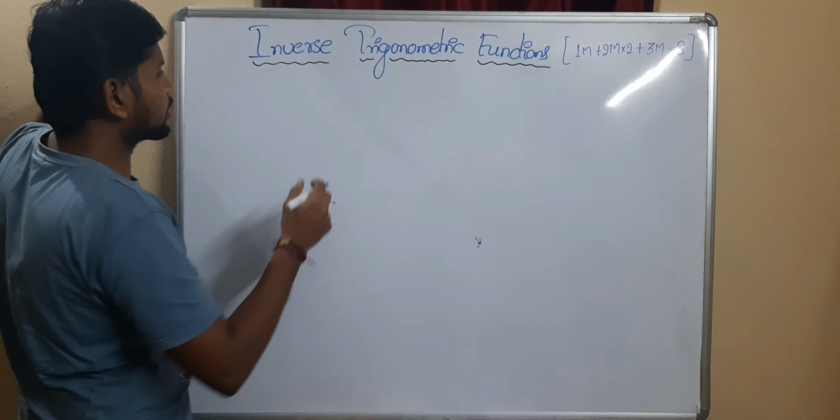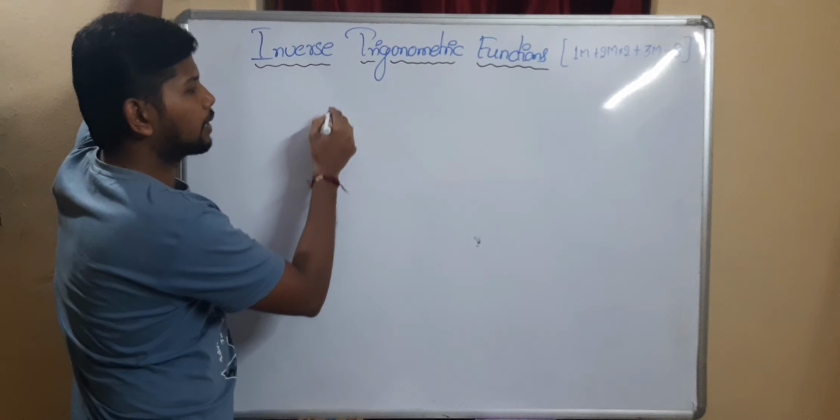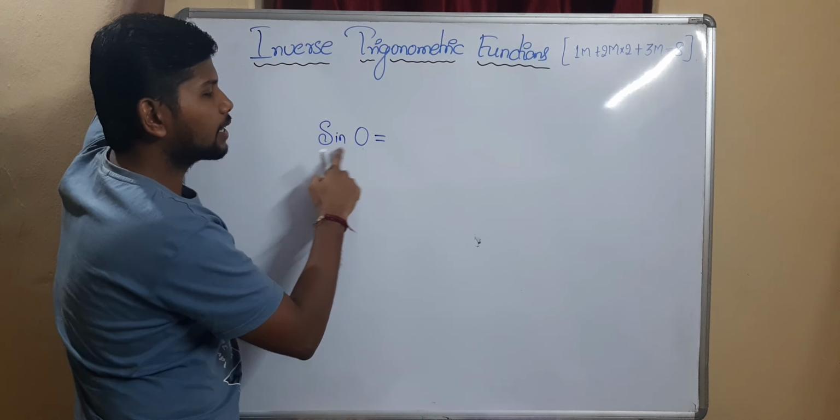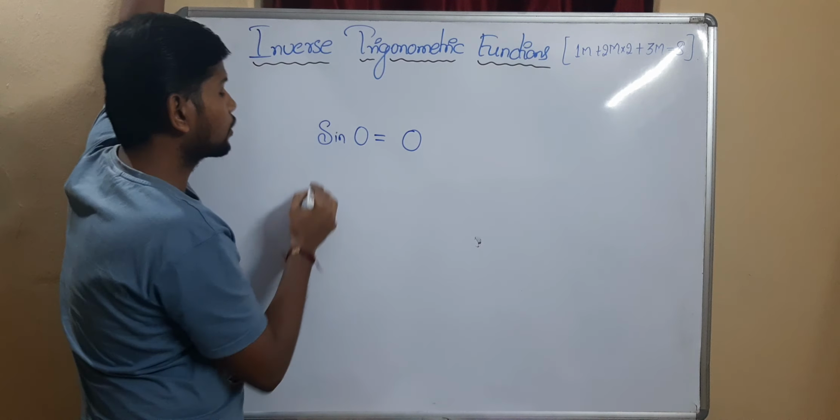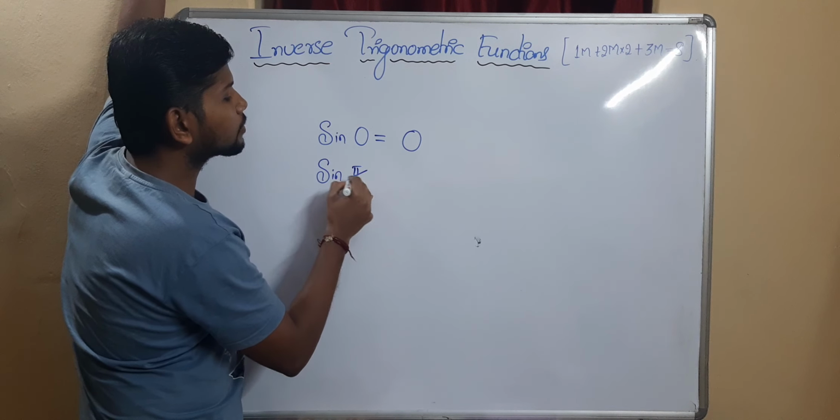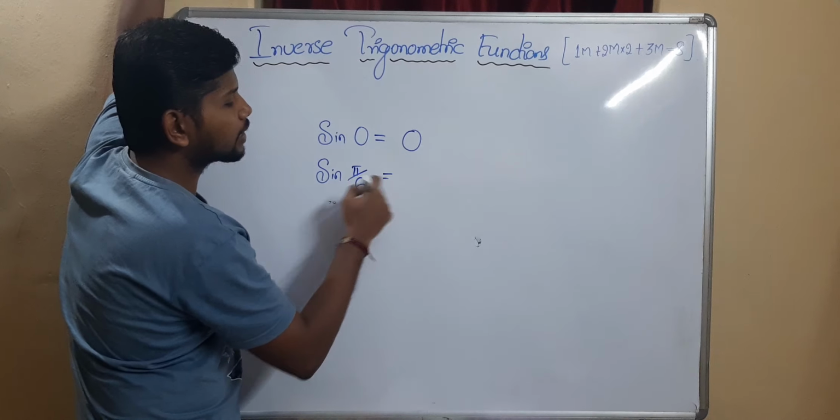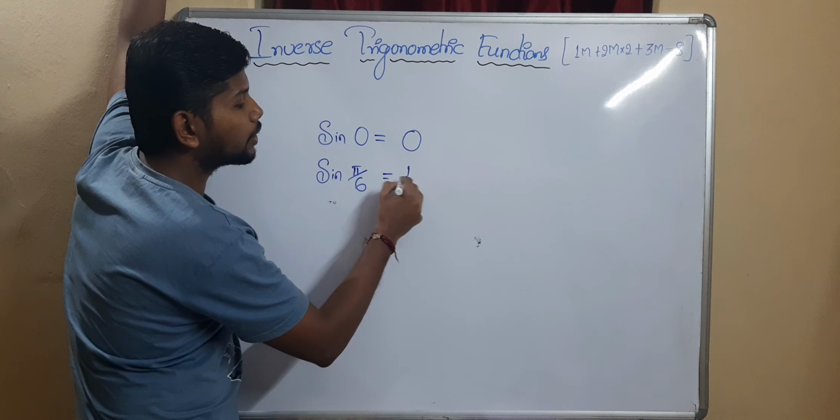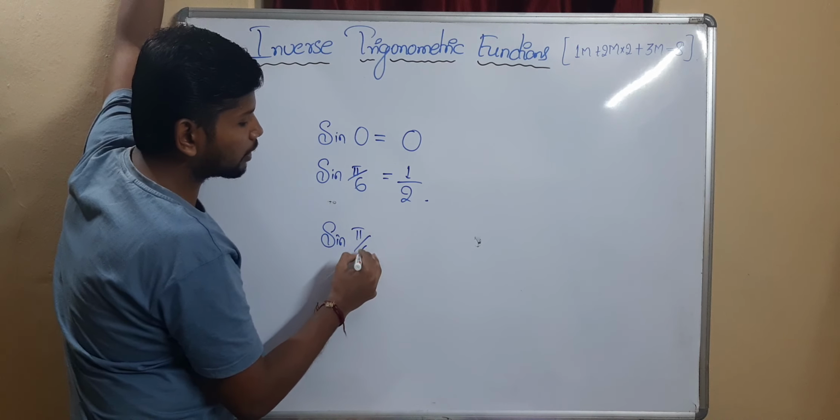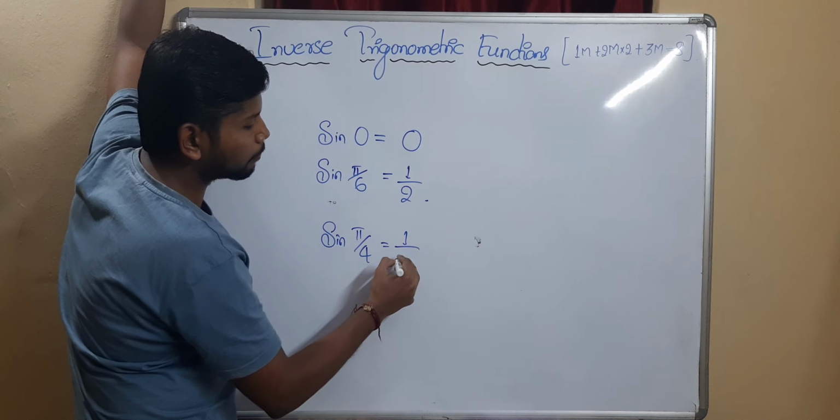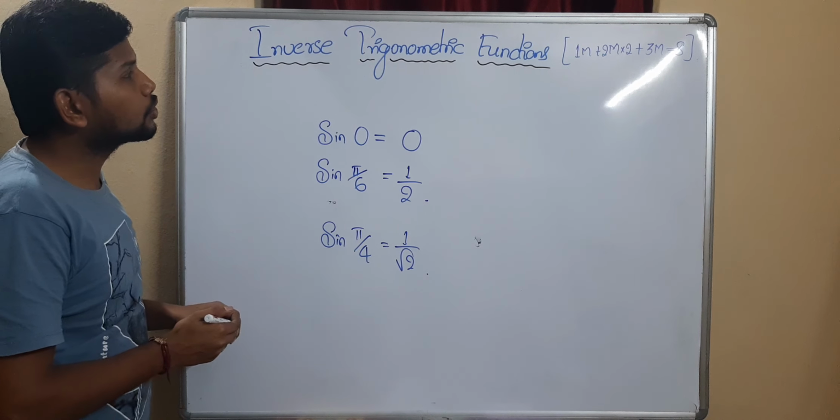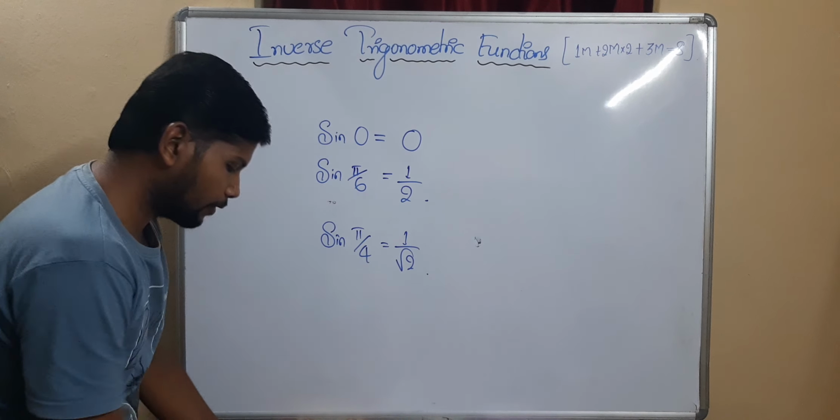The basic thing is this: in the first year part you learned, what is sine of 0? It will be 0. What is sine of pi by 6? Pi by 6 is nothing but 30 degrees. Sine pi by 6 will be 1 divided by 2. What is sine of pi by 4? Its value is 1 by root 2. Now how are we going to learn this in the inverse trigonometric function?